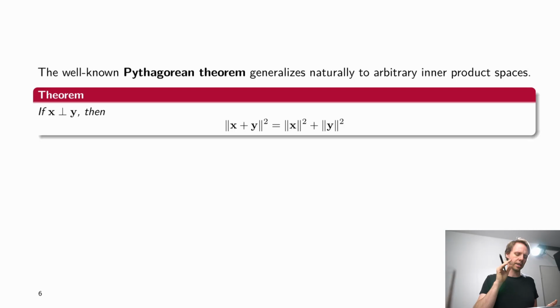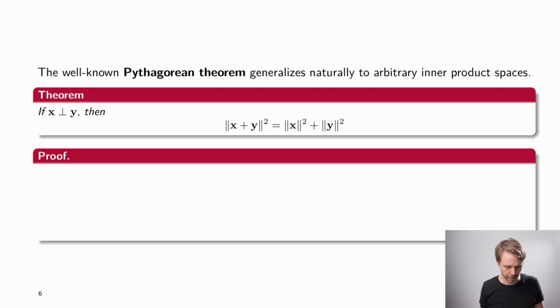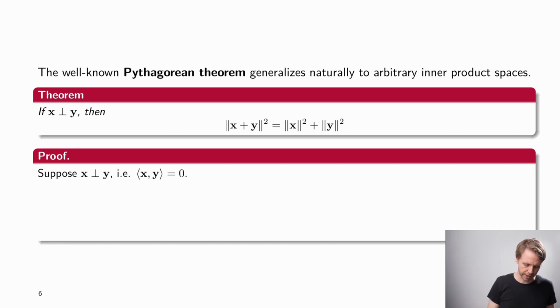So the Pythagorean theorem that we still know from school generalizes naturally to arbitrary inner product spaces, namely if we have two vectors x and y that are orthogonal to each other, then the squared norm of their sum equals the norm of x squared plus the norm of y squared. We can prove that. So first we say that x is orthogonal to y. That's basically what we can assume, which means that the inner product between x and y is 0. That's the definition of orthogonality here.